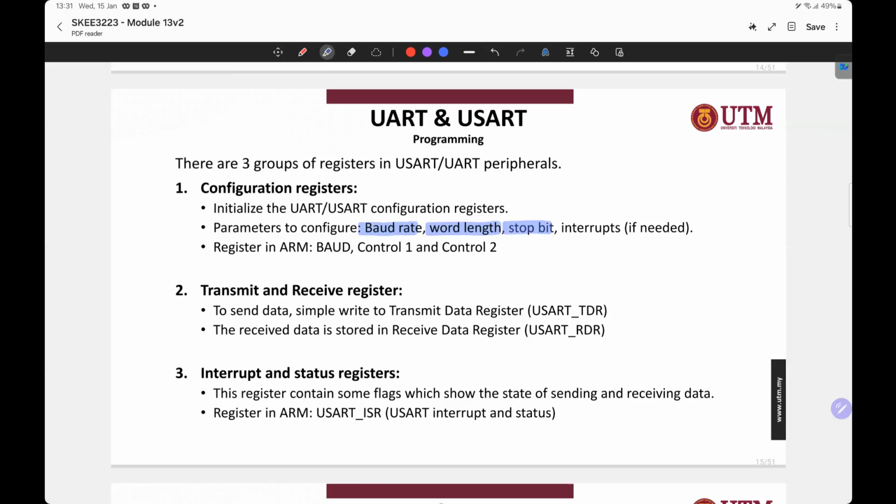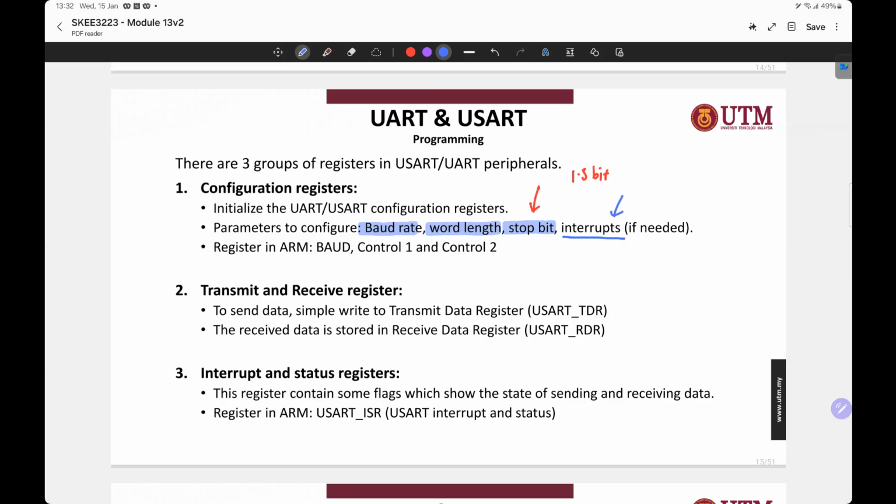Then the stop bit. What is the duration of the stop bit? Some stop bits have a 1.5 bit duration, some have a 1.0 bit duration, so it depends on the configuration here. If you set the stop bit to 1.5 bit configuration, then after every 1.5 bit, the receiver knows the transmission has ended. And there is the configuration of the interrupt for serial communication. If needed, if you are going to use the interrupt for the serial communication, you need to configure the interrupt as well.